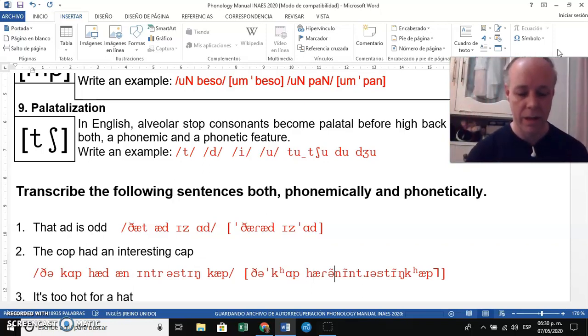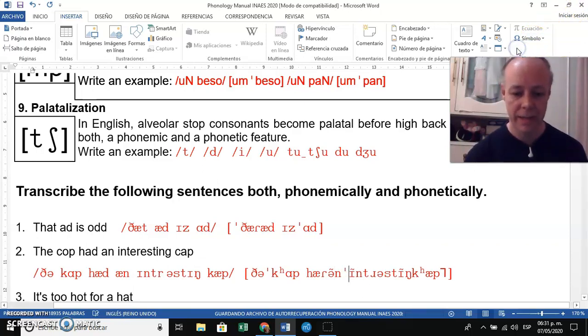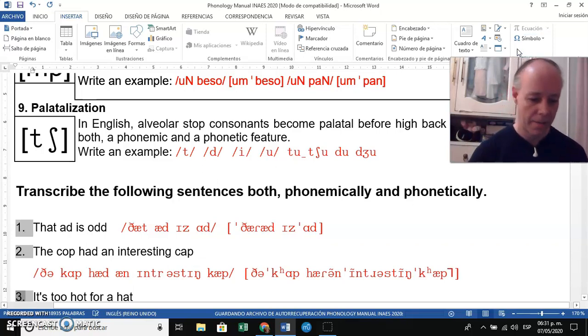Stress mark, interesting cap. And that would be it. Okay. Yeah. Very good. What do you think? Can you do the others?